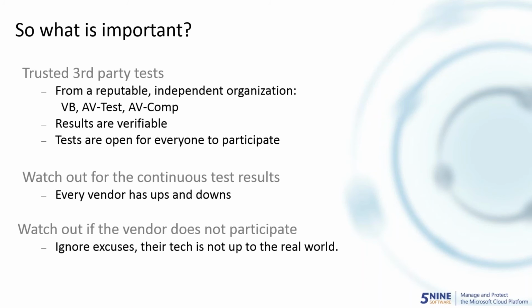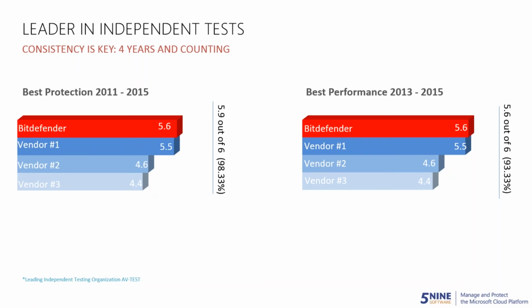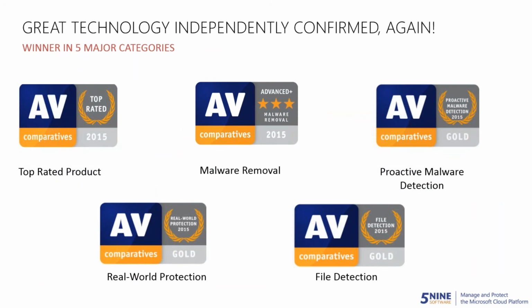Of course, very important is to watch out for the vendors who do not participate in tests. So if you have a conversation with a security vendor whose technology does not participate in independent tests, there is a good question to ask: why are they not doing that? So Bitdefender has been leading in the independent tests consistently, and here you can see the results. We masked the vendors due to the legal advice we received, but you can see the actual test results which are available on the links which will be shared.